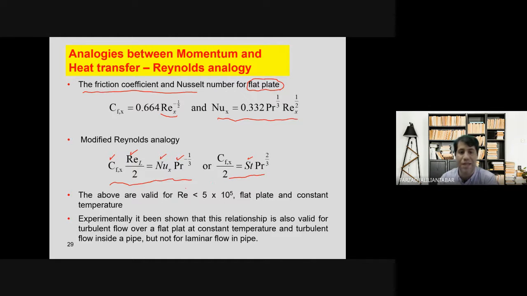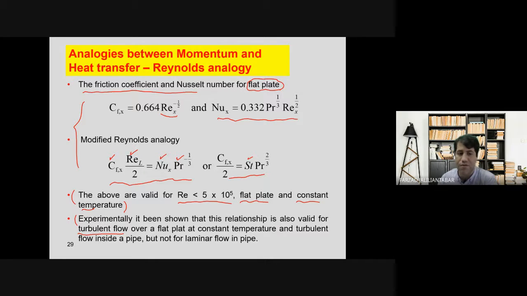You need to notice that these equations are valid when Reynolds number is less than 5 times 10 power 5 for flat plate and constant temperature. You need to be careful when you are using this equation. Experimentally, it has been shown that these relationships are also valid for turbulent flow. When Reynolds number is less than this value, we have laminar. This is our criteria. You may know that from thermodynamics.